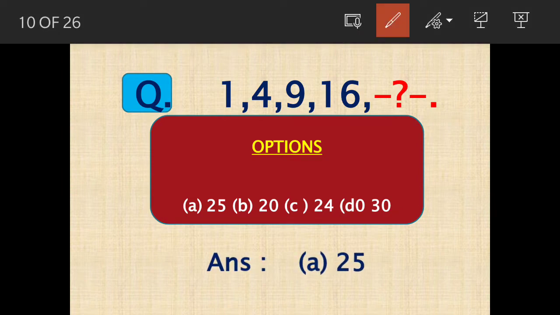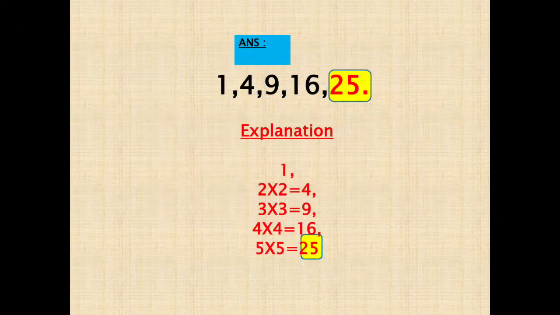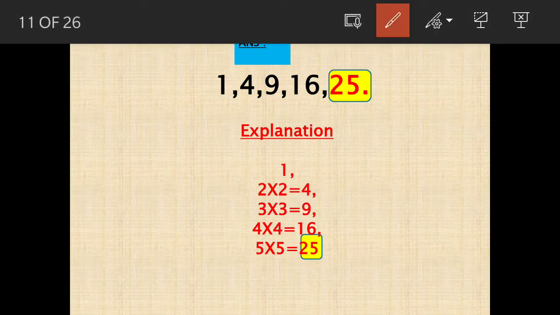Numbers are not many, so it is a pure series, 1, 4, 9, 16. These are the options, and answer is option A, 25. Now we'll see how we have come to this answer. Now if you see the series carefully, 1, 4, 9, 16, they are all actually squares.